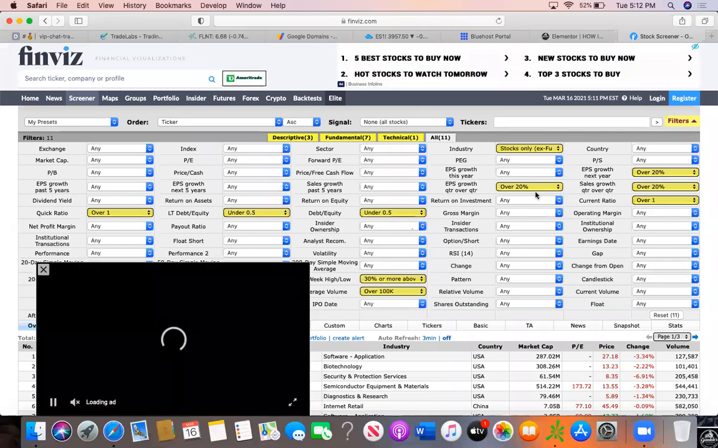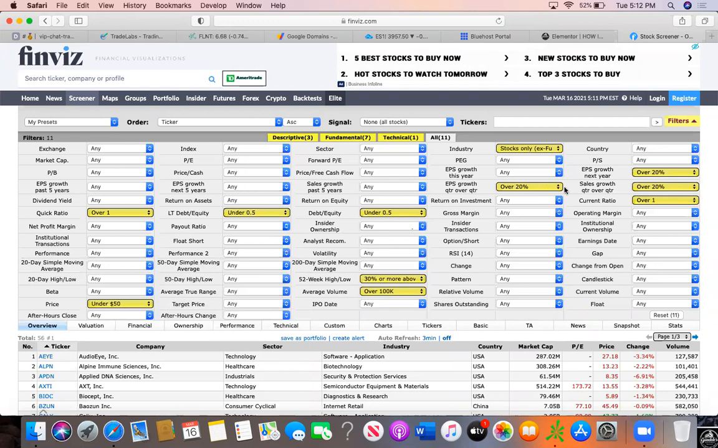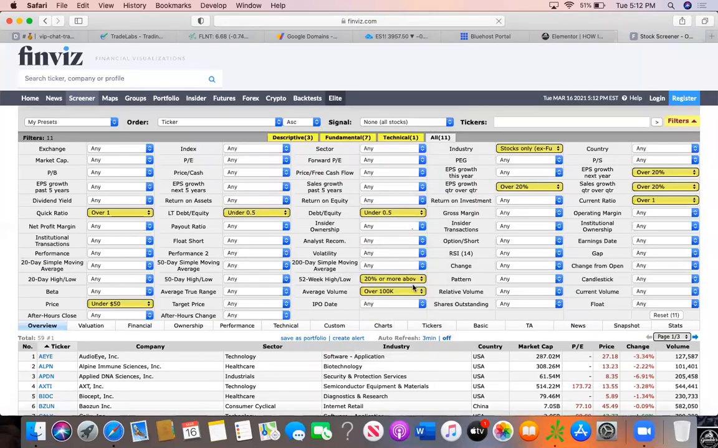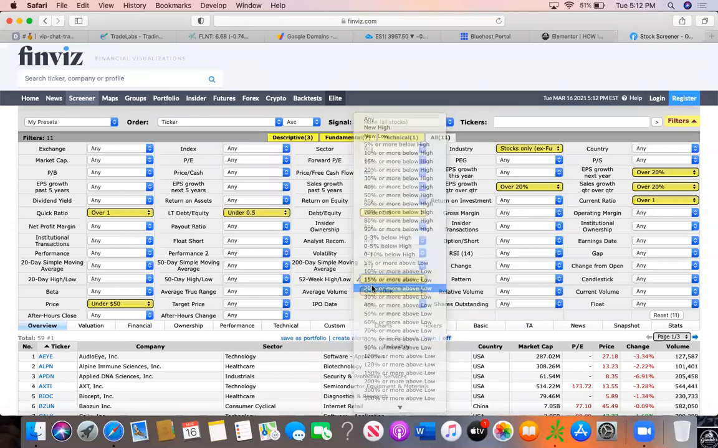The growth, you really want to see 20% on each of these three. So 20% sales growth quarter over quarter, EPS growth quarter over quarter, and EPS growth next year. 52-week high, you want it so that the stock is actually in an uptrend already.